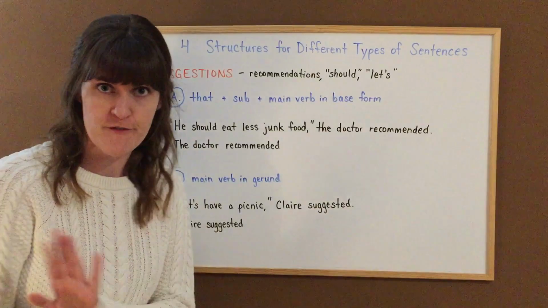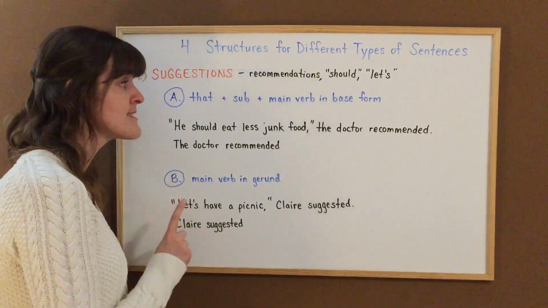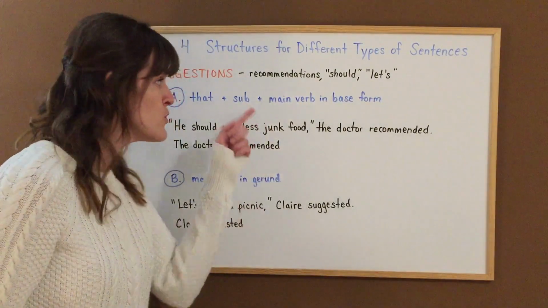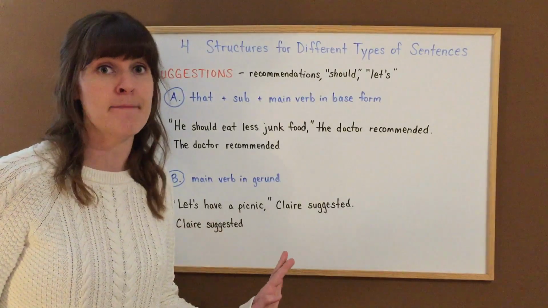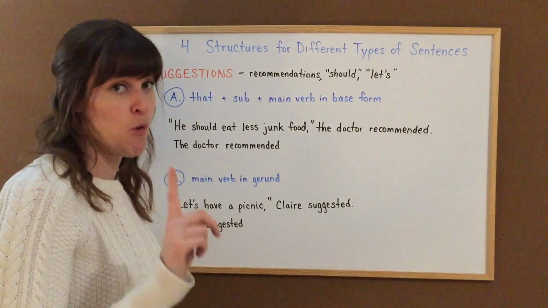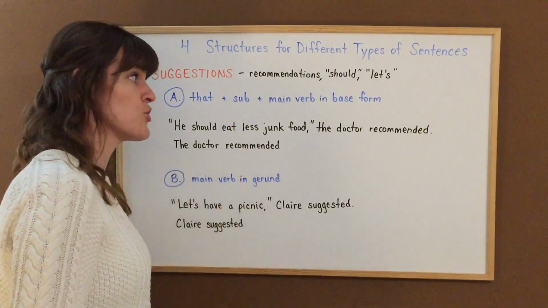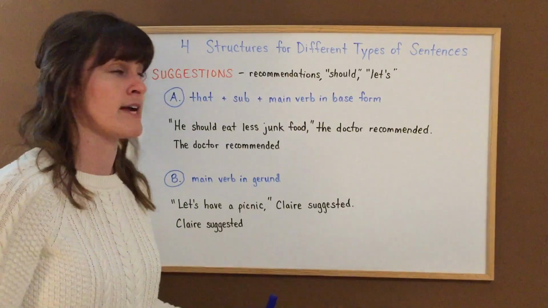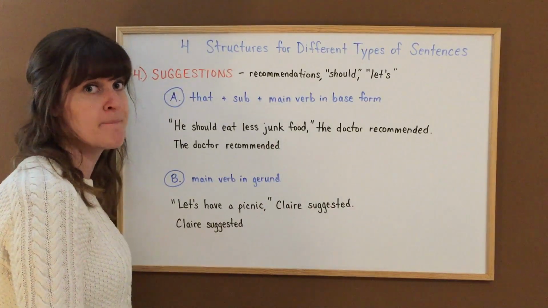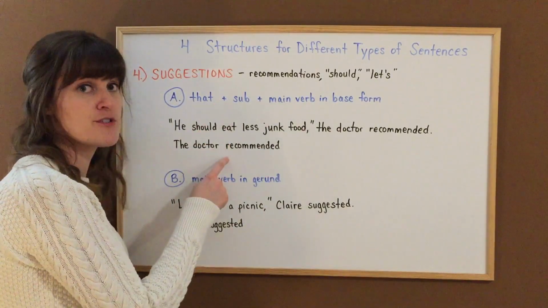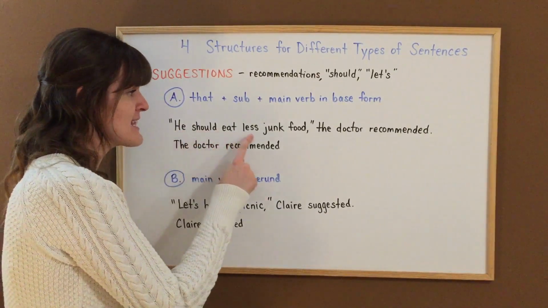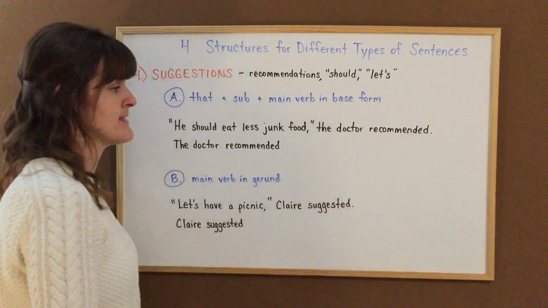Okay, this one's a little bit different from the other structures. Why? Because there are two possible structures. Both structures are correct. You can use either structure at any time. It doesn't matter. They are the same. So you choose. I suggest you study both of them because either one could appear anywhere in a text in an exercise. The first one is that plus the subject plus the main verb in base form. We're going to use this structure for this first sentence in reported speech. So in direct speech, it says, "He should eat less junk food, the doctor recommended."